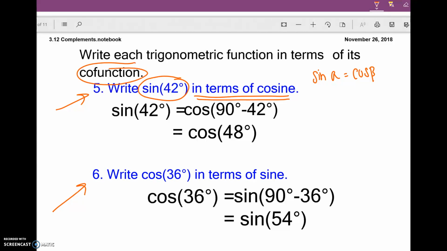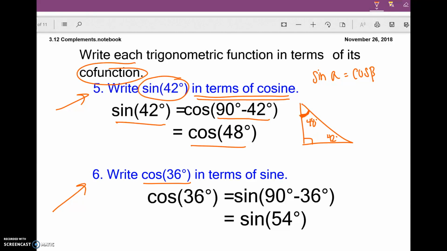So sine 42, think about this. If we had a triangle and we were looking for sine of 42 and we wanted to represent that in terms of cosine, in order to figure out what this angle would be here, we would do 90 degrees minus the 42 degrees. That would tell us what this angle is right here. So sine of 42 is equal to cosine of 48. We know that this would be equal.